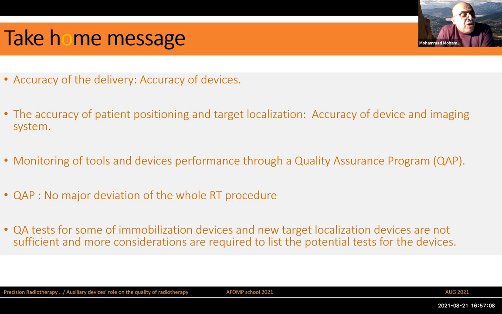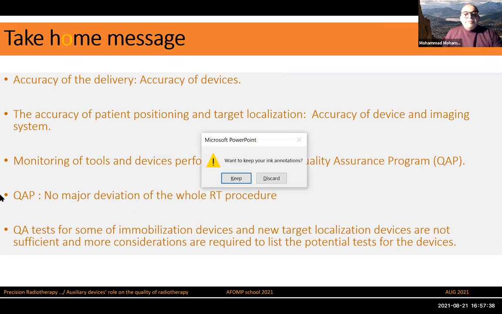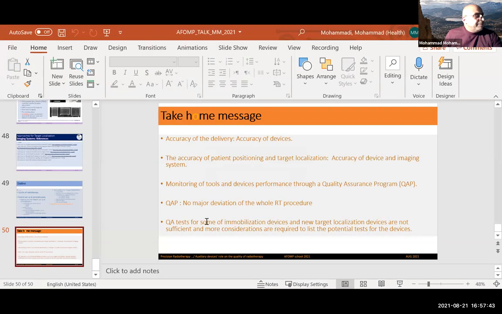I am just reminding that a quality assurance plan means no major deviation from the plan that we are aiming to do in the department for treatment. And QA tests for some immobilizing devices and new target localization devices are not sufficient, and more consideration is required to list the potential tests for the devices. That's all. I think that I finished on time.